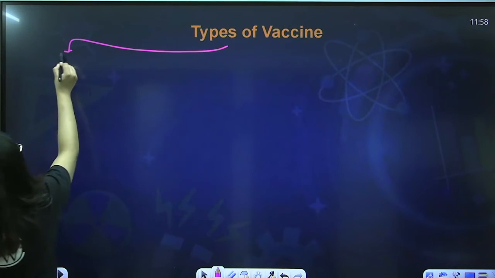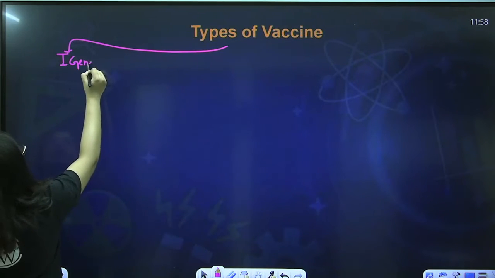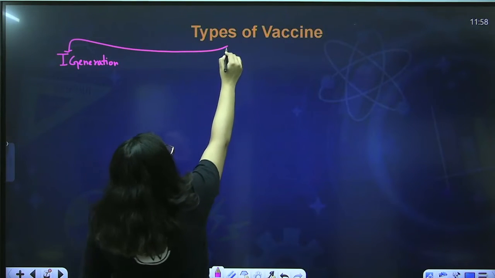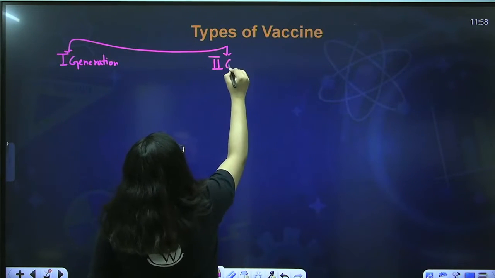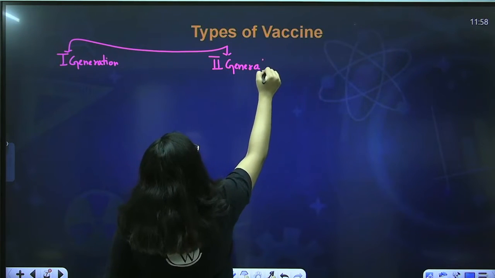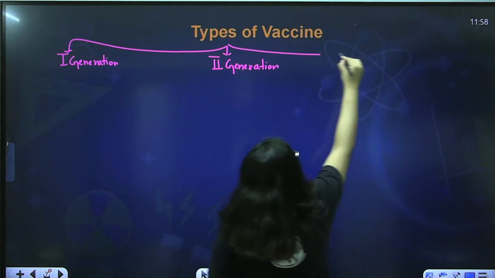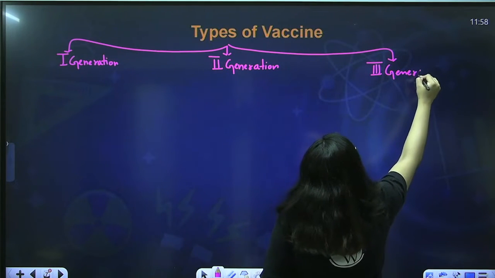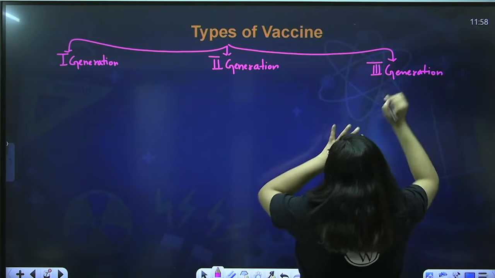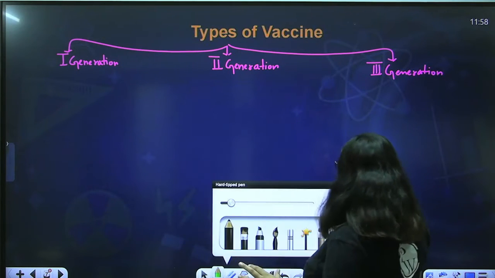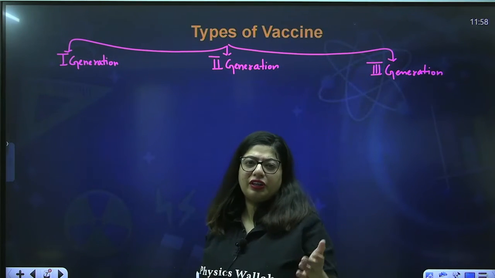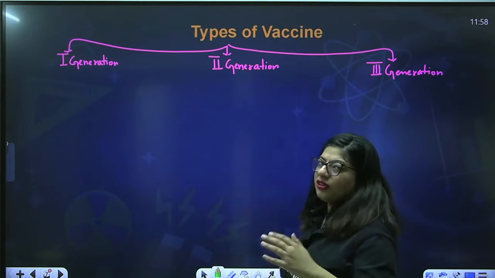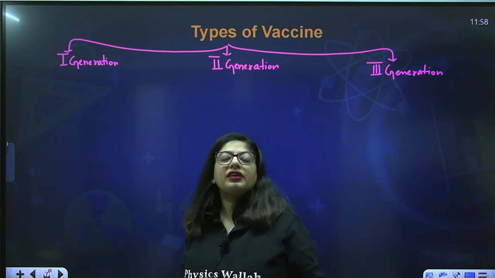The first generation vaccine, the second generation vaccine, and the third generation vaccine. Just like your grandfather, your father and you, who is more modernized? Definitely you are more advanced. Just like that, we also have different generations of vaccine on the basis of their advancement in their production.